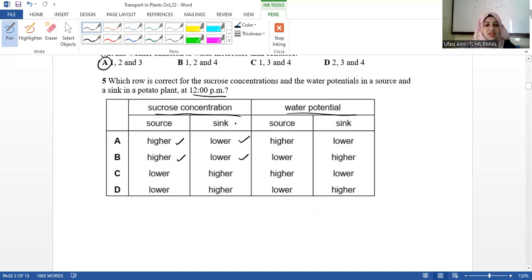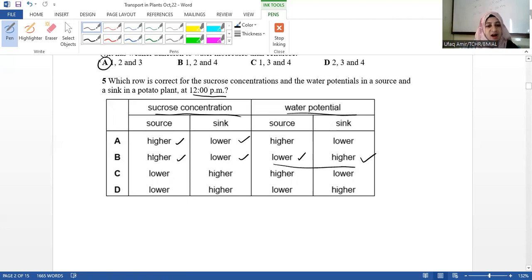When the sucrose concentration at the source and sink is high and low, the water potential would be the opposite. If the sucrose in the source is high, the water potential would be low. If in the sink the sucrose concentration is low, the water potential would be high, because there would be more water. If there is less sucrose, water will be more. If there is more sucrose, water will be less, so lower water potential. So you can easily do this by doing the opposite.